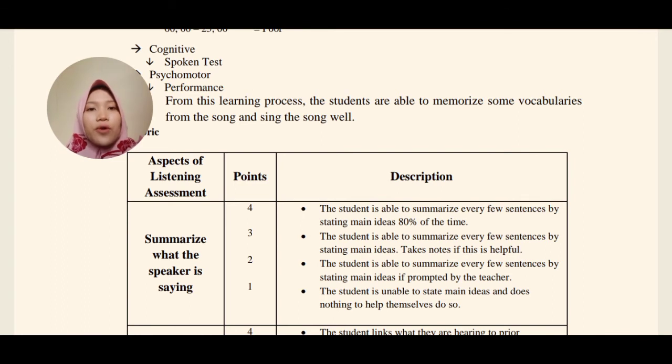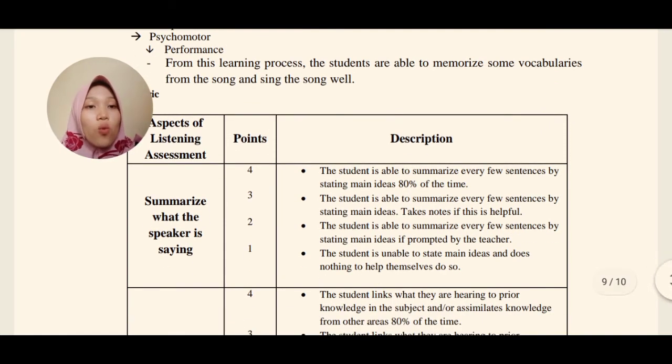Summarize what the speaker is saying. They will get 4 points if the student is able to summarize a review sentence by stating main ideas 80% of the time. They will get 3 points if the student is able to summarize a review sentence by stating main ideas, taking notes if this is helpful. They will get 2 points if the student is able to summarize by stating main ideas if prompted by the teacher. They will get 1 point if the student is unable to state main ideas and does nothing to help themselves do so.